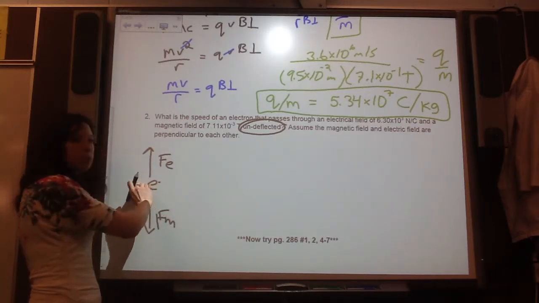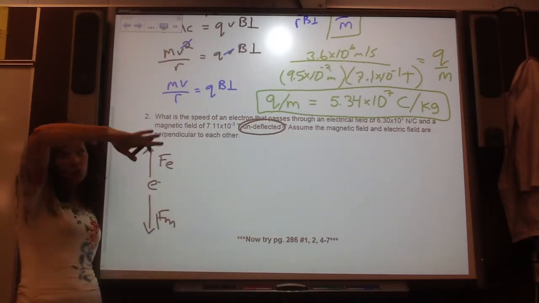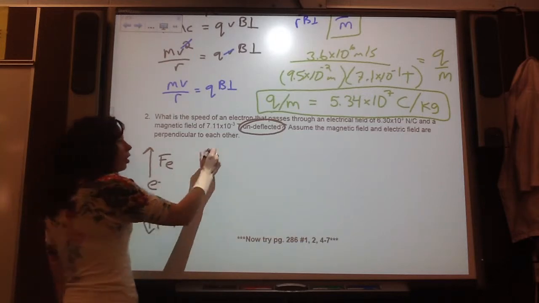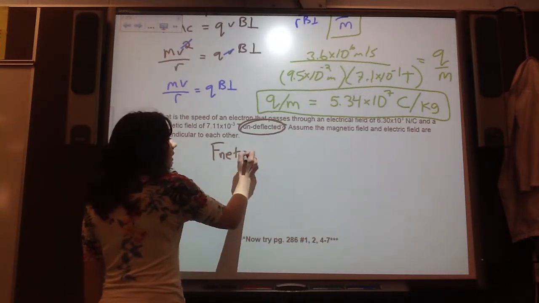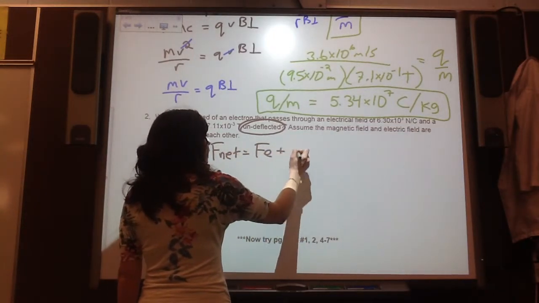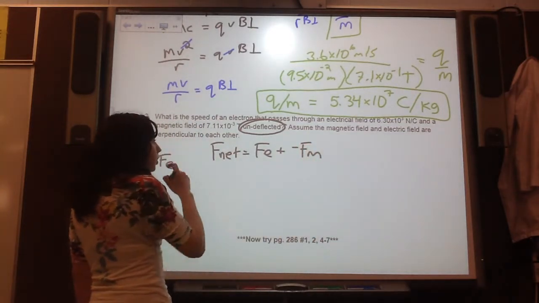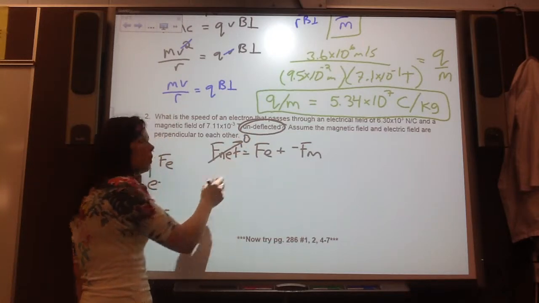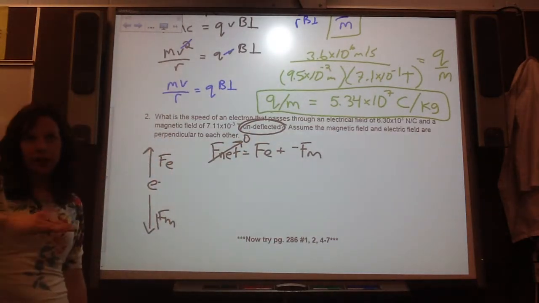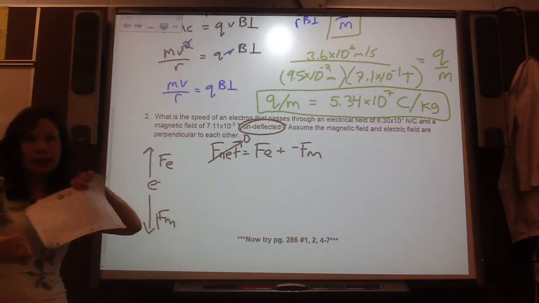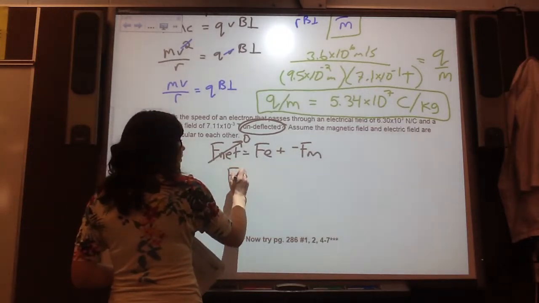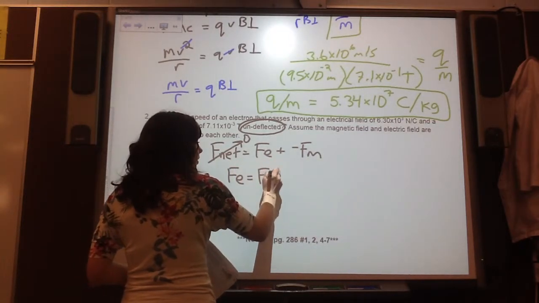If it's just moving straight and not being pulled up or down, then we can know, because we know our F net is equal to Fe plus negative Fm. So F net then is 0. If it's not being pulled one way or the other way, those forces need to be the exact same. So now I can assume that Fe is equal to Fm.